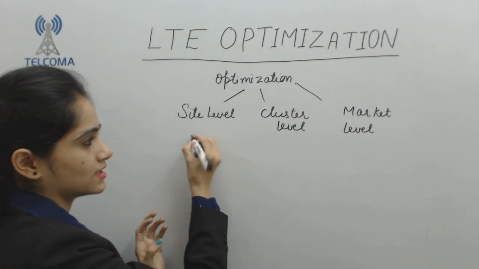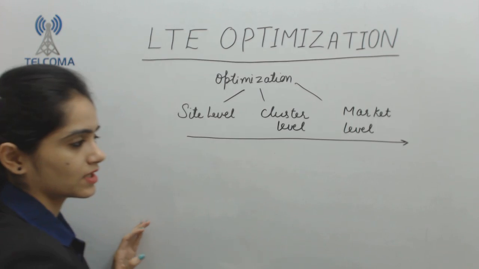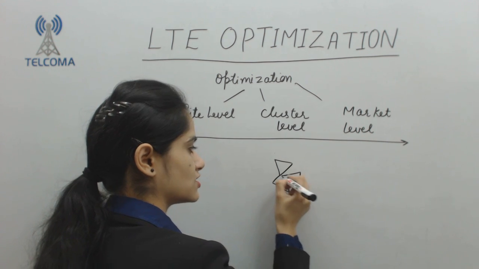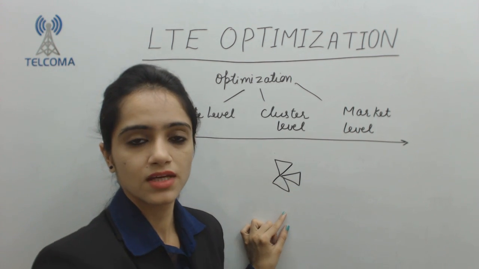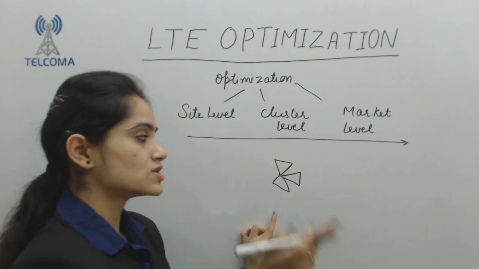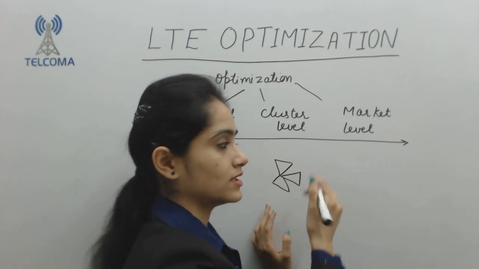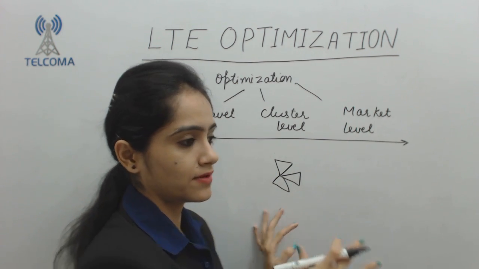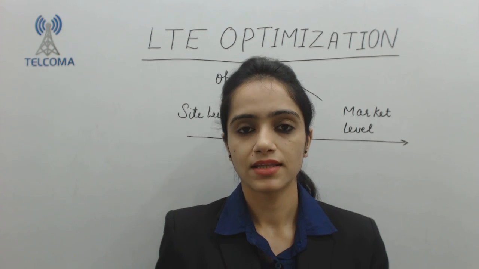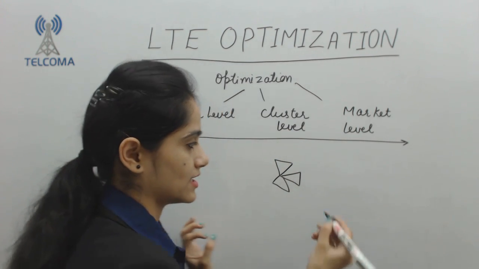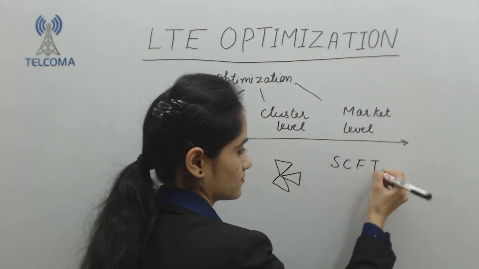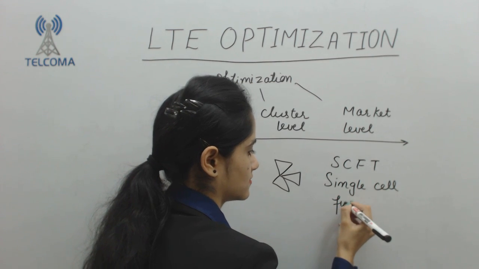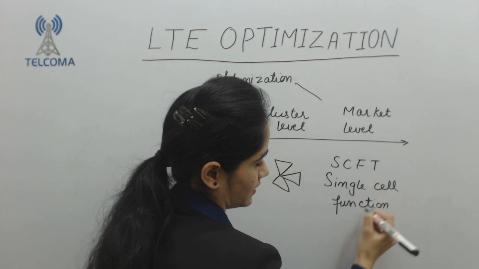You know that the size of the cell will go on increasing. So let's start with the very first, site level optimization. Site level optimization deals with a single cell, so we need to focus on a single cell. If this is my LTE cell, whenever we are testing only a single cell, that testing is known as SCFT, which is single cell function test.